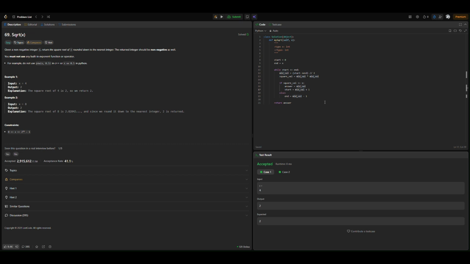We see it's accepted with these two test cases. X is 4 and the output is 2, because the square root of 4 is 2, and 2 times 2 is equal to 4. Test case 2, x equals 8, and the square root of 8 is not a possibility, but the closest we can get is 2. That's the closest we can get rounded down to the nearest integer. Otherwise, it'd be a decimal point. I'm going to submit the code so that way we can make sure we pass all test cases.